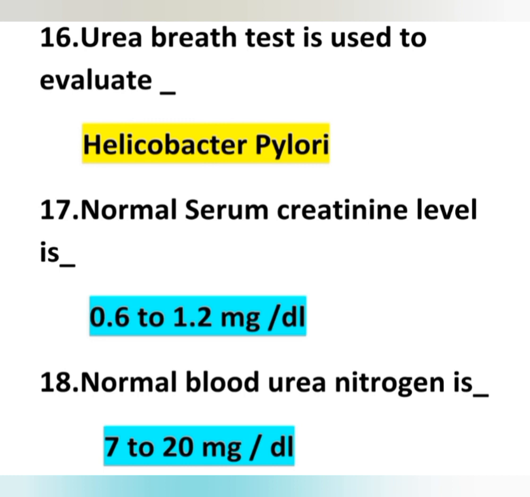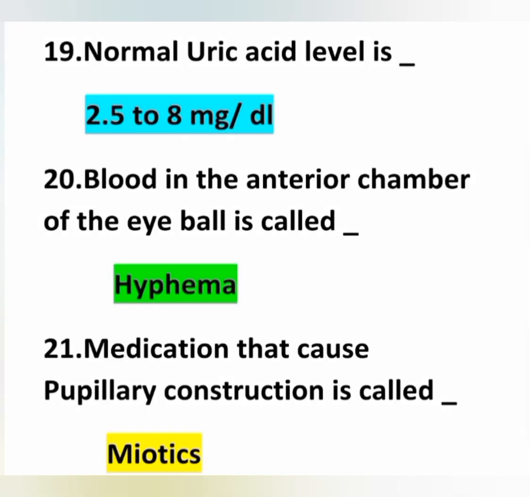And the next point, normal serum creatinine level is 0.6 to 1.2 milligram per deciliter, and normal blood urea nitrogen level is 7 to 20 milligram per deciliter. And the next point, normal uric acid level is 2.5 to 8 milligram per deciliter.